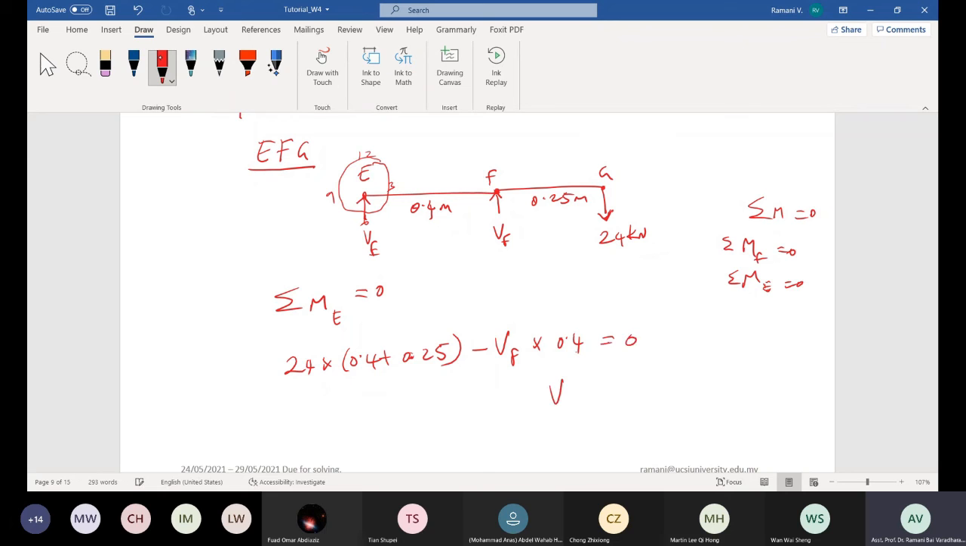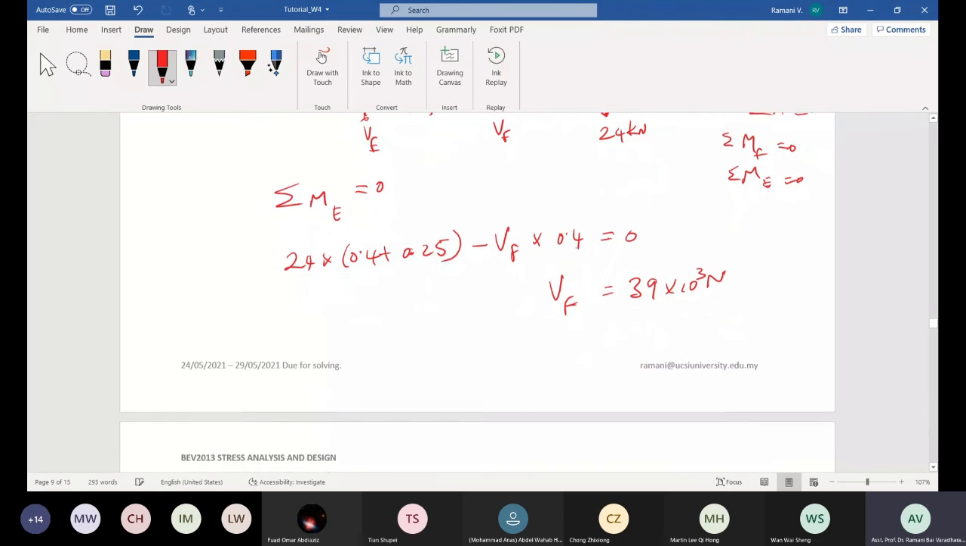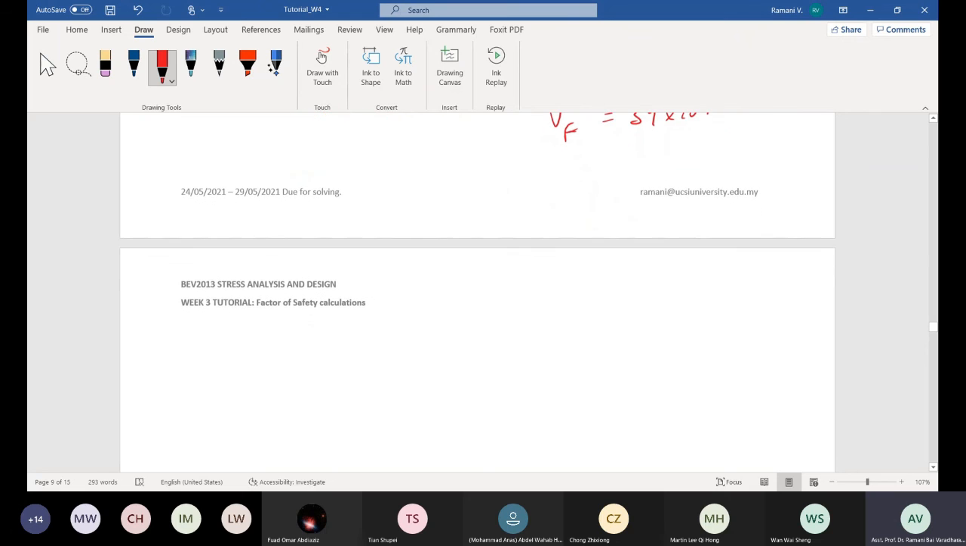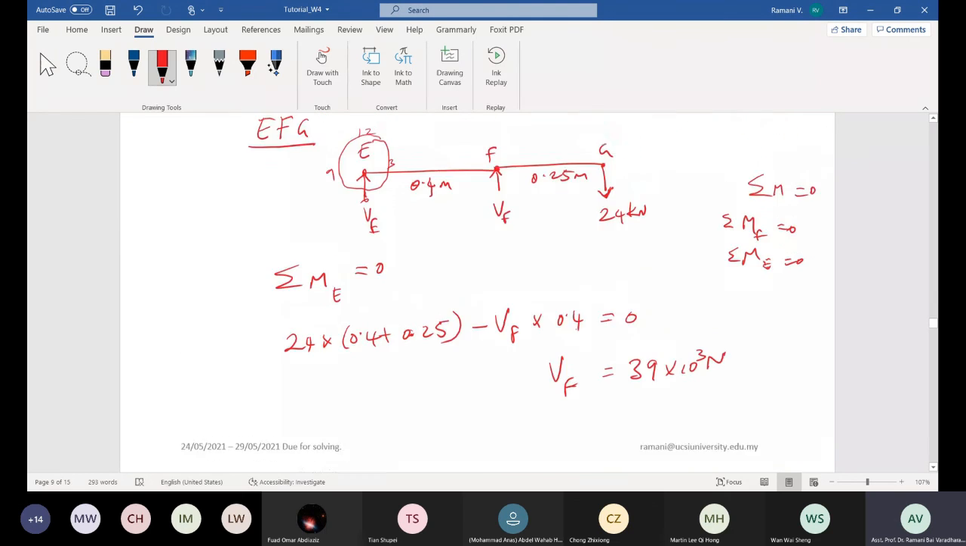So I solve here. I get VF equal to, how much is it? I end up with 39 times 10 power 3. I just take it from the solution. Hope you are also getting the same. VF should be equal to 39 kilonewtons. Then, followed by whether it's a tension or compression link.